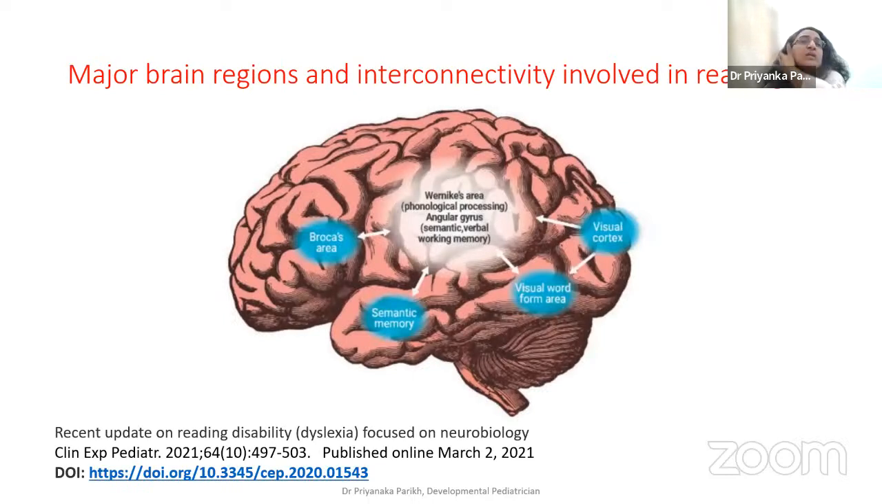So let's look at the major brain areas and the interconnectivity which is involved in the process of reading. Here we have the visual cortex. When we are reading, we look at the visual word form area. Then there is phonological processing which happens there, the semantic verbal working memory, and the semantic is understanding the meaning of the words. And then we go into Broca's area. So this is the connectivity or the circuit involved with the process of reading.